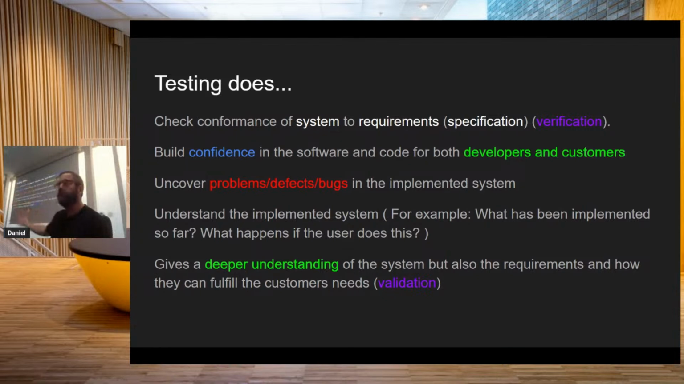What happens if the user is alt-tabbing from the game out to Windows again and then goes back? What happens if we run out of memory? Stuff like that. What happens if the user does this? We learn about the dynamic properties of the system by testing it. So this gives us a deeper understanding of the system, but also of the requirements themselves.